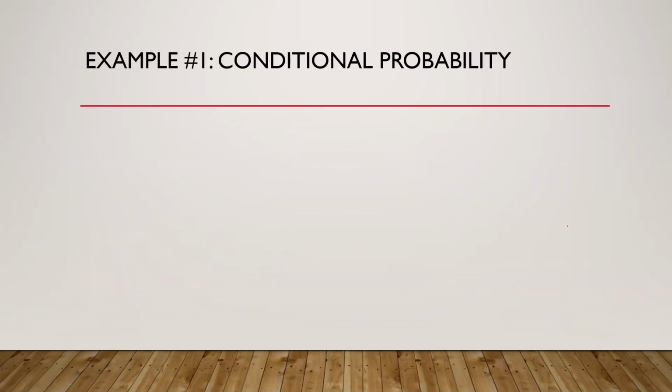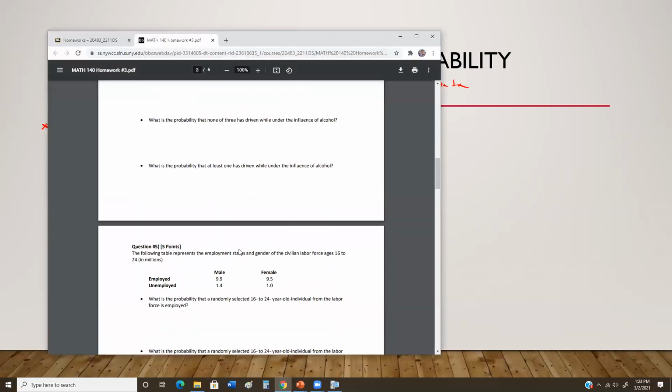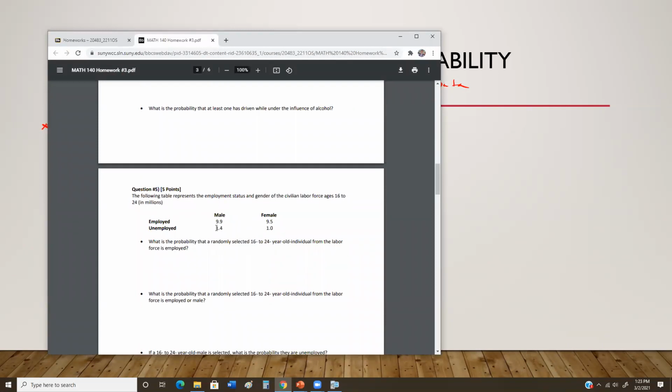All right, so this was example 1. I'm going to just have this one big example here. And this example is going to be about computing probabilities from a table of data. So what I mean by table of data is if you look at your homework, you'll notice in question 5, I have a table of data here. It has column and row headers, and then it has some numbers in it.